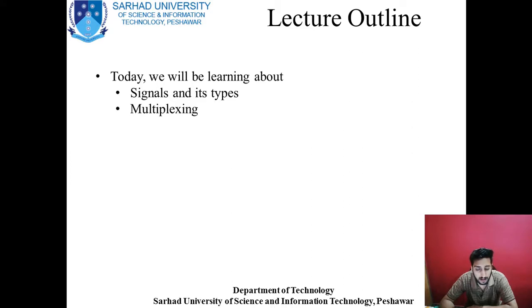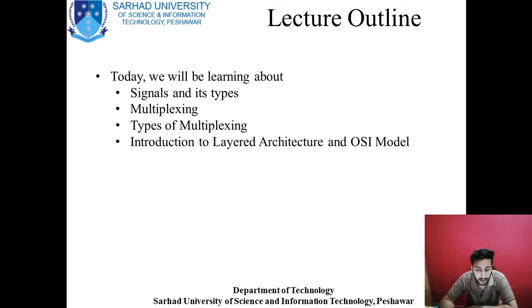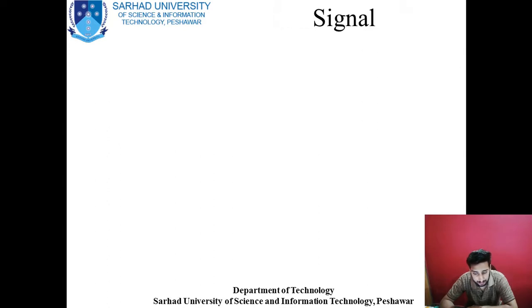After that, we will go in depth into multiplexing, what multiplexing is and what its types are. At the end of the lecture, I will discuss the layer architecture of any network and how the OSI model is built on this layer architecture mechanism.